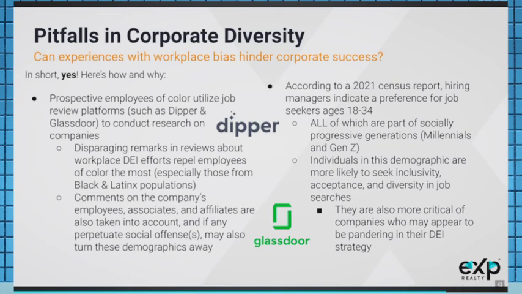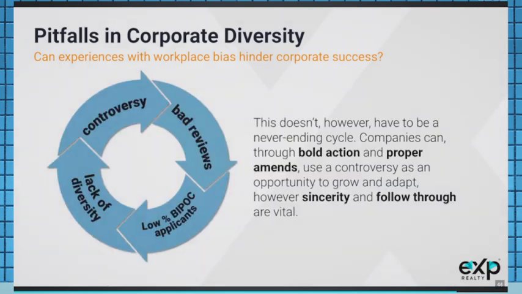According to a 2021 census report, hiring managers indicate a preference for job seekers ages 18 to 34, all of which are part of the socially progressive generations of millennials and Gen Z. Individuals in this demographic are more likely to seek inclusivity, acceptance, and diversity in job searches, and they're more critical of companies who may appear to be pandering in their DEI strategy. This doesn't, however, have to be a never-ending cycle.